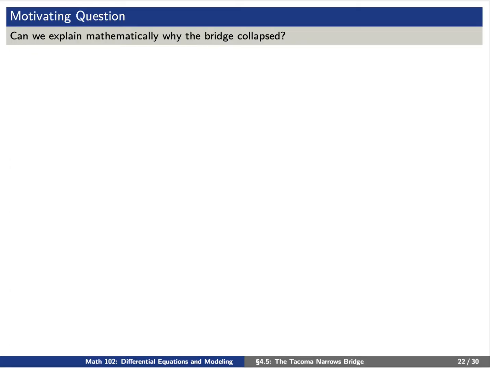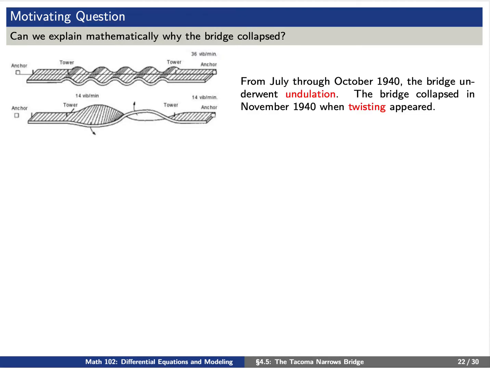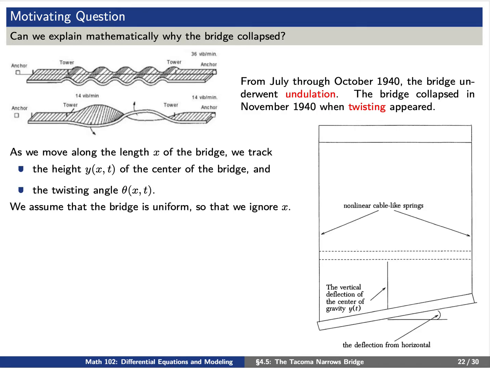We'd like to know, can we explain mathematically why the bridge collapsed? Well, let's recall what behaved differently about the bridge when it did collapse. For the first 4 months the bridge was in use, that is, from July through October of 1940, the bridge underwent undulation. That is, there were simply ripples that moved along the length of the bridge. However, in November 1940, something different happened. The bridge started to twist from side to side. This means that we're going to try to keep track of two different variables here.